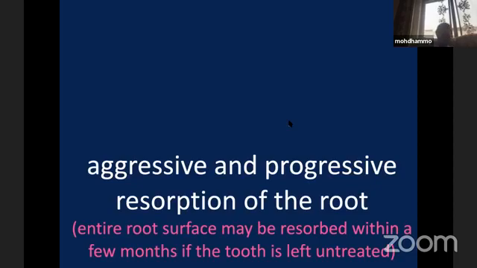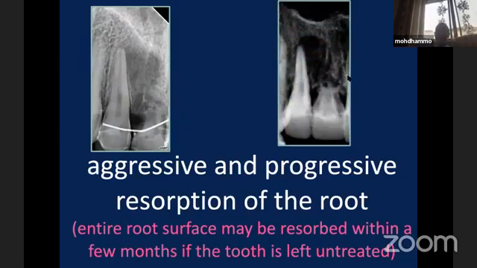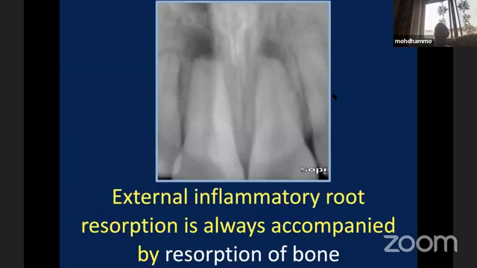And if you do not treat it, what will happen? The entire root might be resorbed like this case. Unfortunately, we lost the tooth because the patient did not visit his dentist after treatment and the resorption occurred. External inflammatory resorption is always accompanied by resorption of bone. So when we have resorption of root, it is combined with resorption of bone.